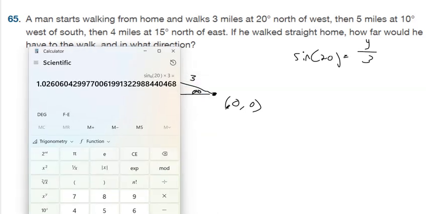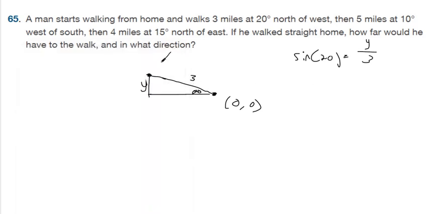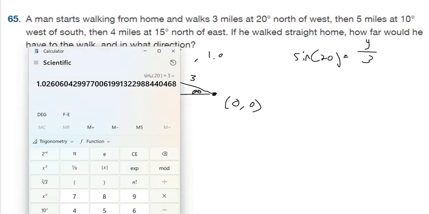That's 1.026. So the y coordinate here is 1.026, I think I said. Yeah.